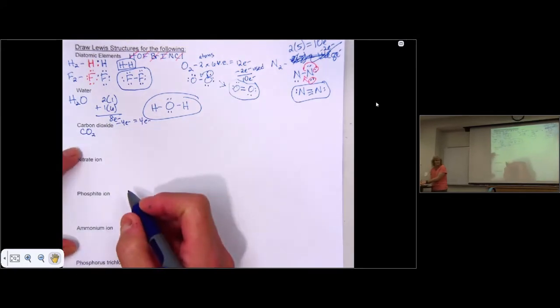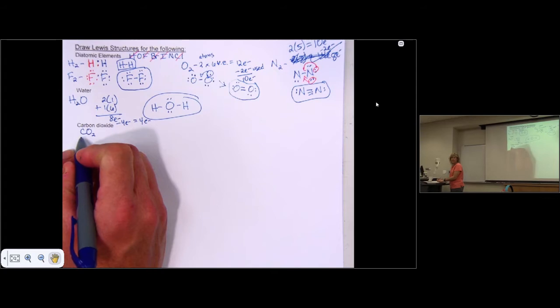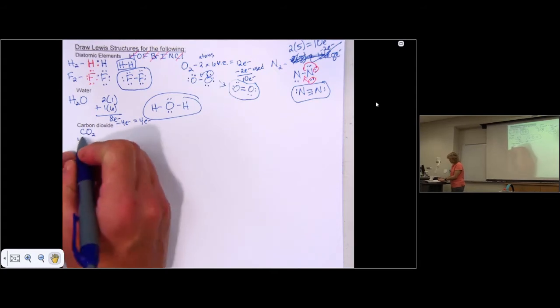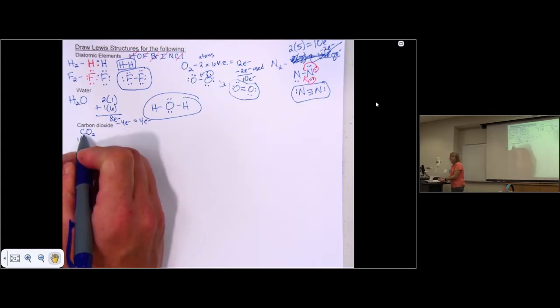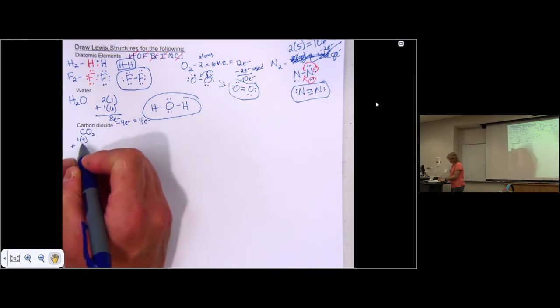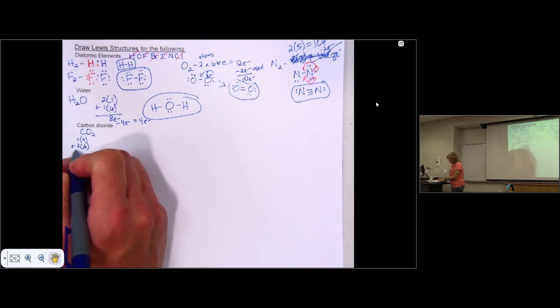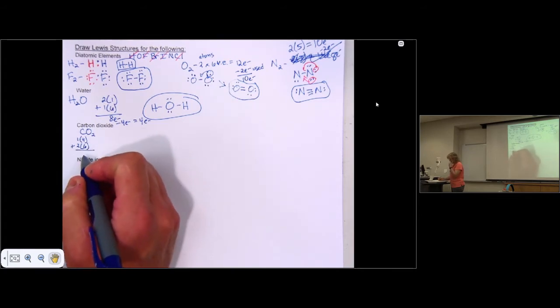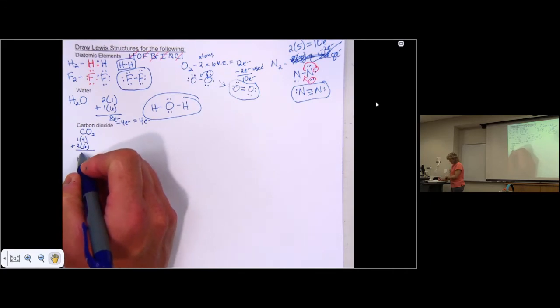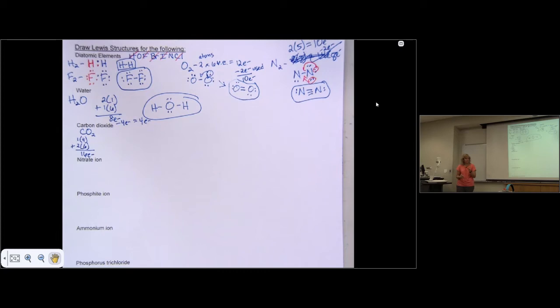Well, we have to write CO2 first. Then we say, how many carbon atoms do we have? 1 carbon atom. Each carbon atom has how many valence electrons? 4. Plus, we have how many oxygens? 2. Each oxygen has 6. So that's a total of 16. All right, that's the first rule or first step.